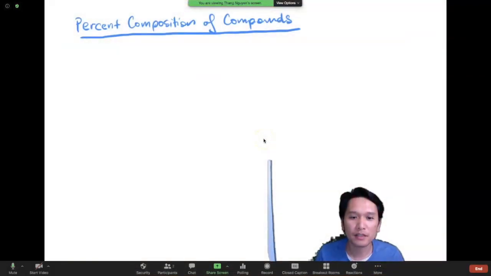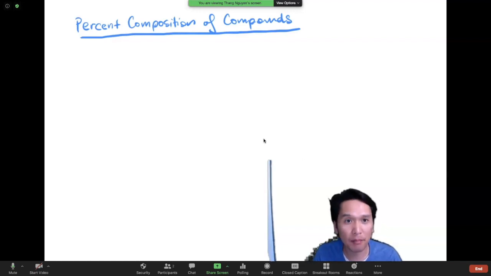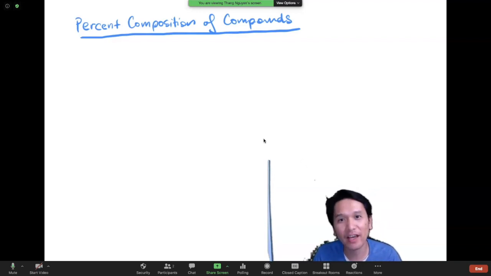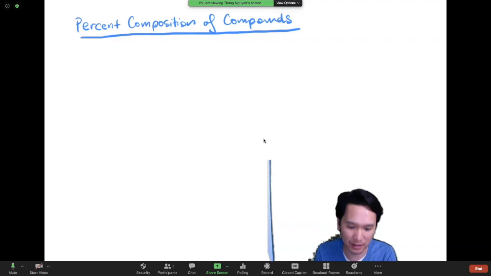About percent composition of a compound. So just from the name, what do you think it would mean, right? Percent composition. In a compound, you have many elements that make up that compound. So when we talk about the percent, we're saying what portion of the mass of that compound is certain elements. Okay, so let's take, for example, water.